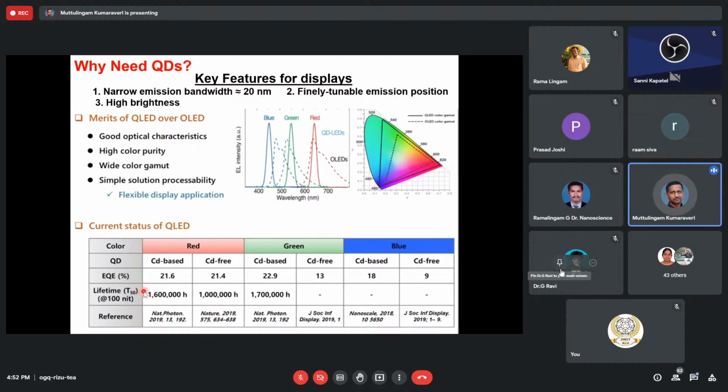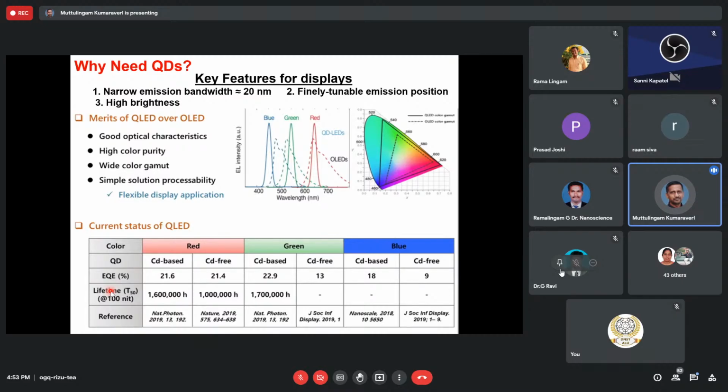Now, the current status. There are some European health and safety restrictions. The cadmium-based ones cannot be used for any commercial product. Only cadmium-free quantum dots, like indium phosphide and zinc selenide types, can be used to make display or lighting products.